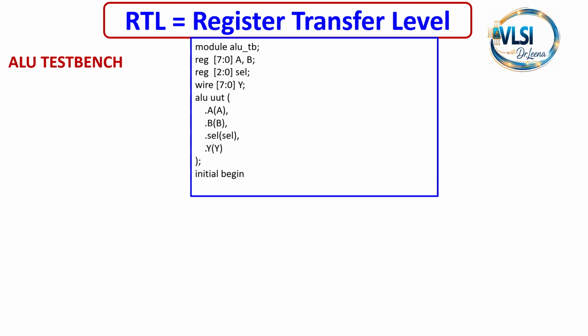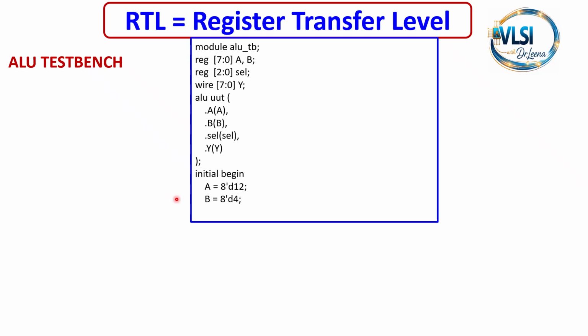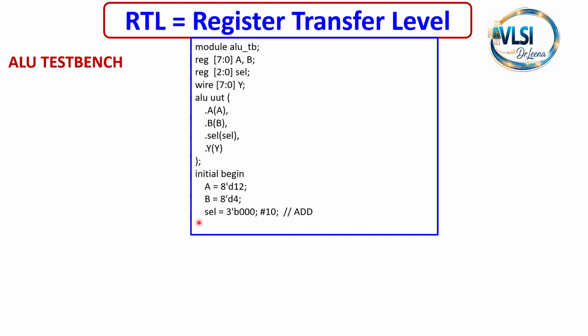For that, we initially begin and we assign A equal to 8-bit decimal 12, and we assign B equal to 8-bit decimal 4. And now we are giving the test cases, that is when sel is equal to 3-bit binary 000, it performs the addition operation using the inputs A equal to 12 and B equal to 4, and then it waits for 10 time units and performs the next operation.